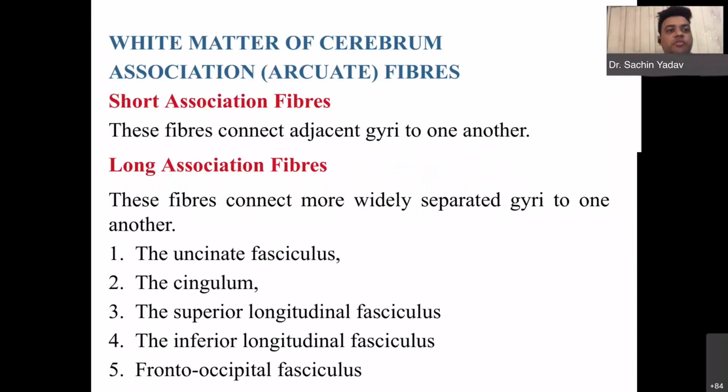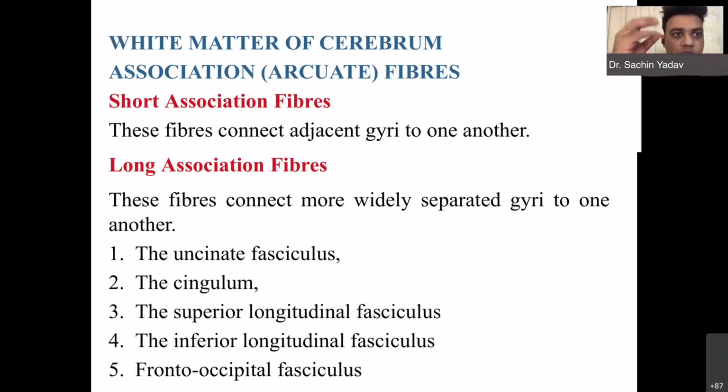One is the association fiber, one is the commissural fiber, and the other is the projection fiber. Among these three, first we will see the association fibers, which are also known as the arcuate fibers. Why arcuate fibers? Because the bundles of association fibers make a curvature from one part of the same single cerebral hemisphere to another part of the same hemisphere.